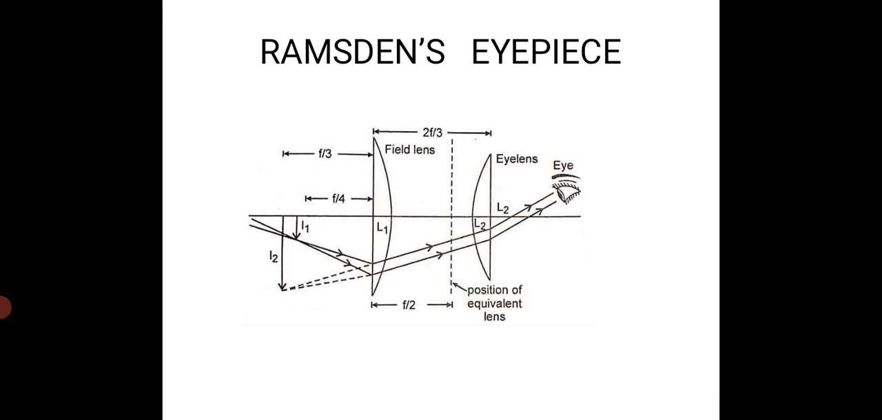This is the diagrammatic representation of Ramsden eyepiece, where the larger lens is the field lens and the smaller is the eye lens. They are facing each other, meaning the convex surfaces of each lens are towards each other, and they are separated by a distance 2f by 3. The eye lens is having smaller size and the field lens is having bigger size.